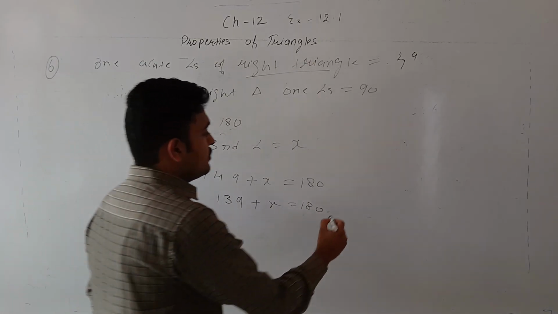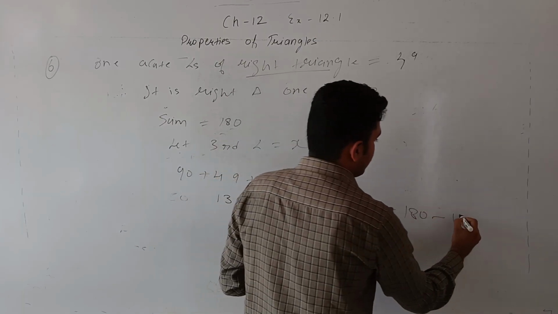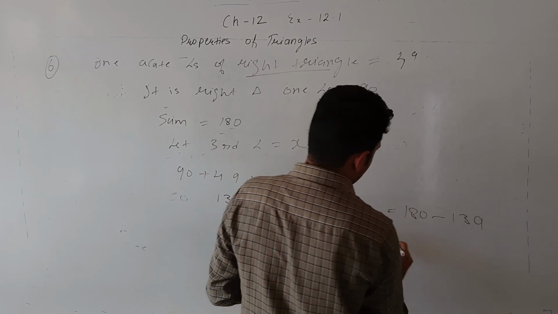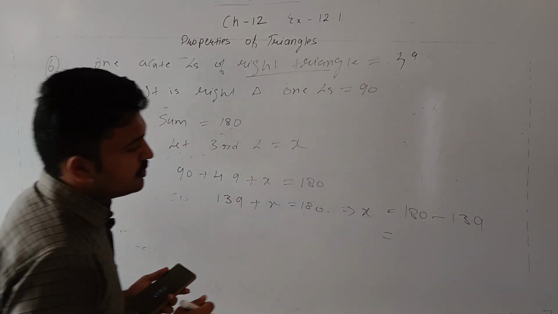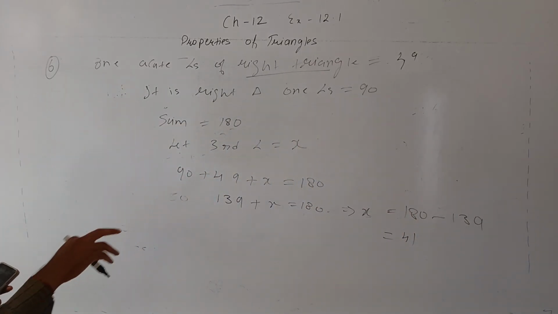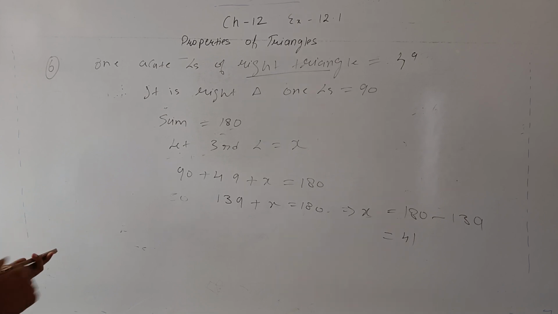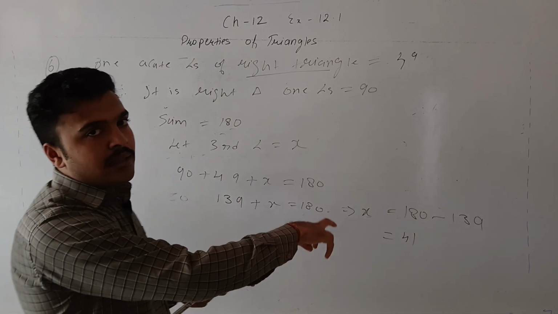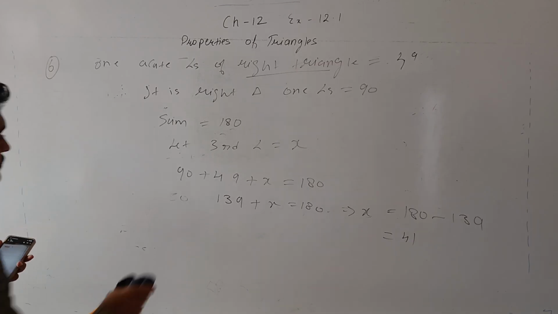Therefore, x comes out to be 180 minus 139. So 180 minus 139 is 41. So the third angle is 41. So this is also an acute angle because it is less than 90 degree. The angles which are less than 90 degree are known as acute angles, and angles which are more than 90 degree are known as obtuse angles.